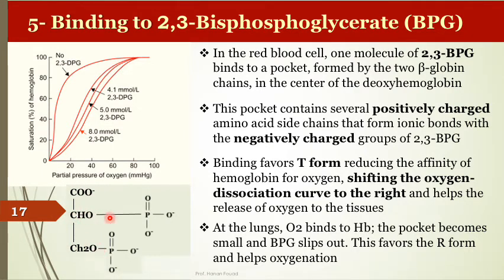In carbon number 2, we have phosphoric acid, which has 2 negative charges, 2 ionized oxygen. In carbon number 3, we have phosphoric acid, which has 2 oxygen ions with 2 negative charges. We have many molecules of biphosphoglycerate. Bi means 2 molecules of phosphoric acid. So we have several hundred molecules of BPG, of biphosphoglycerate. What is the problem of biphosphoglycerate?